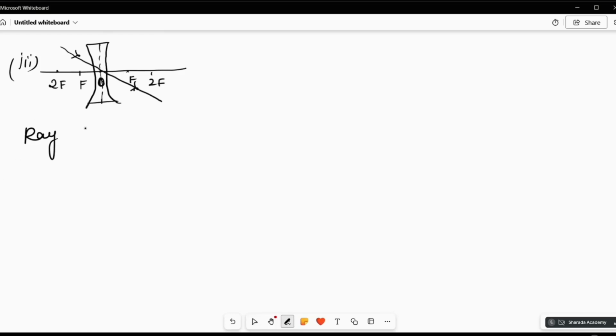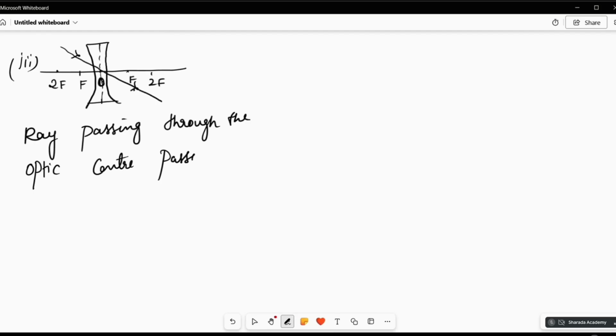A ray passing through the optic center passes without deviation.